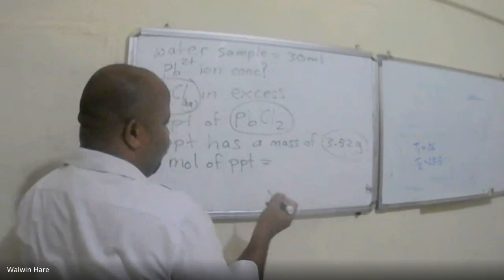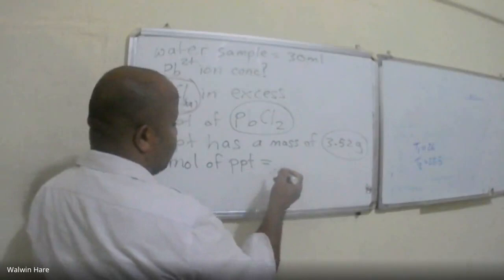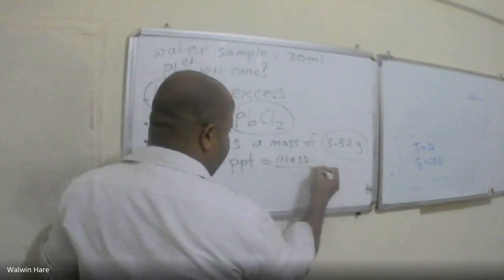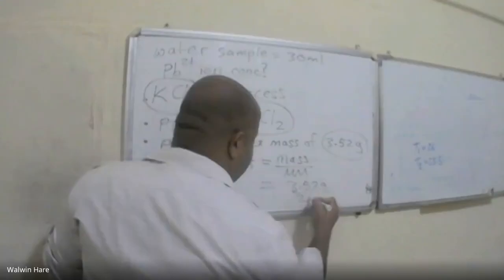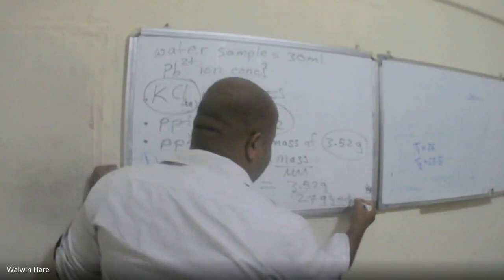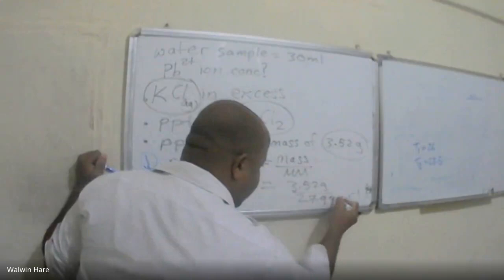I'm trying to know what was the mass. Check the molar mass for lead chloride for me. 208 plus 71. All right, so moles of precipitate is mass divided by molar mass. And so it will be 3.52 grams over 279 grams per mole. So 3.52 divided by 279. How much do I get? 0.0126. Yeah. All right, mole.